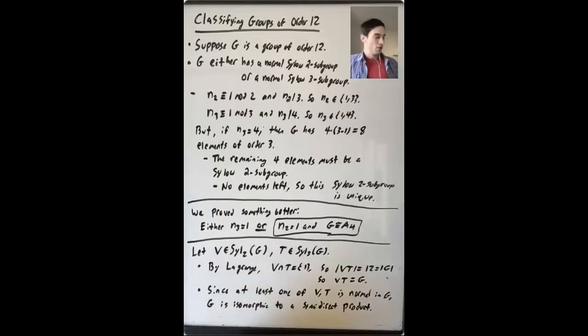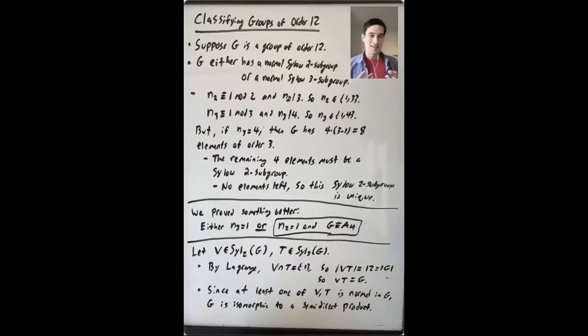Okay, so let's forget about this for now, and let's look at how to classify groups of order 12 using semidirect products. Let's say V is a Sylow 2-subgroup and T is a Sylow 3-subgroup. So V has order 4, T has order 3. By Lagrange, the intersection of these two subgroups is trivial, so the size of the set of products is 12, which is all of G. At least one of these two subgroups is normal, so that means this VT is a group.